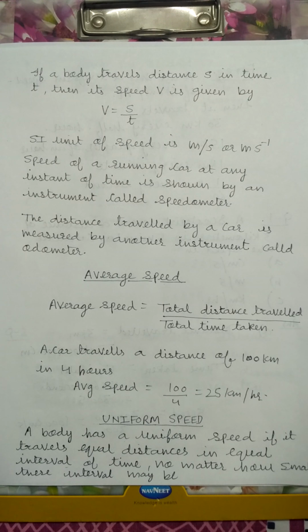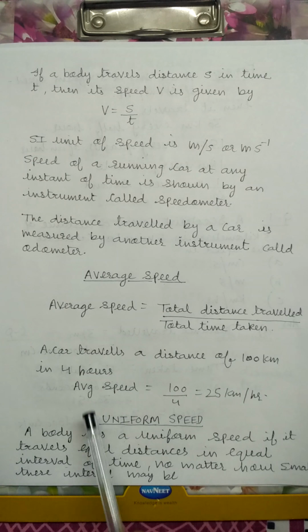Now average speed. Average speed is simply the total distance traveled by a body upon the total time taken to cover this distance. Now you must have seen while traveling in a car that it is very difficult to maintain a constant speed because brakes are to be applied either to reduce the speed of the car or to stop the car due to various reasons. So speed is not constant. So this formula, distance traveled upon time taken, simply gives you the average speed.